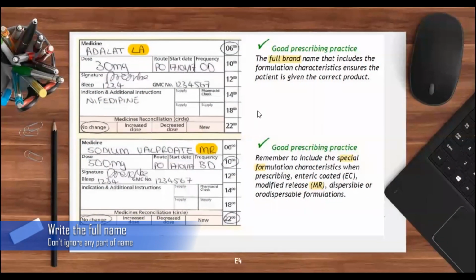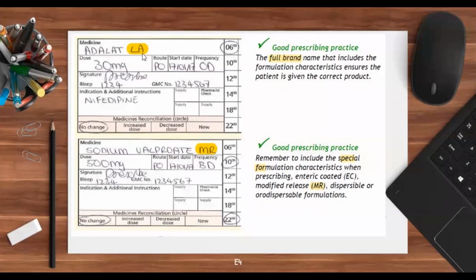The next thing, you have to write the full name of the medication. For example, Adalat, long acting, you have to use LA. Don't just write Adalat; you have to write the entire name. Also, sodium valproate, for example MR, which means modified release, you have to write MR, like what we highlighted here. So always write the entire name.